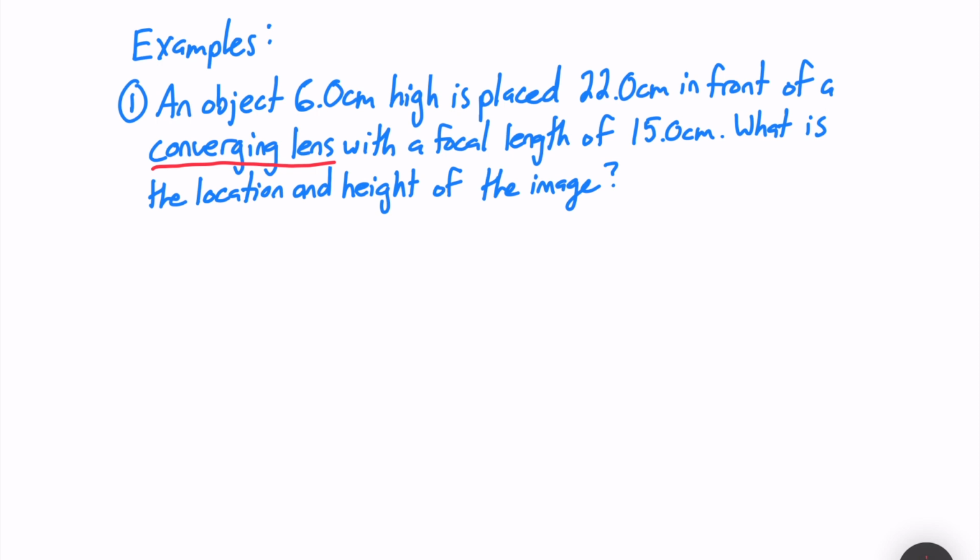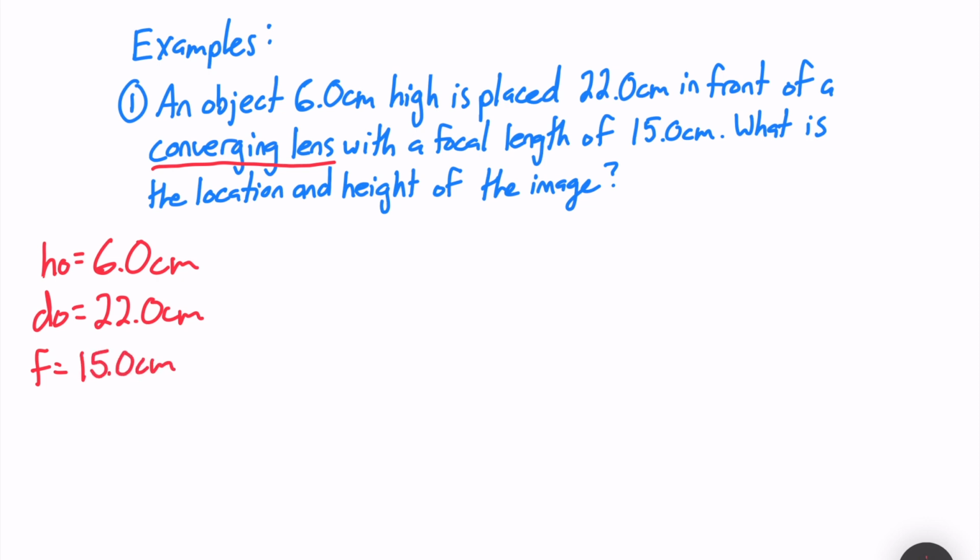So first off, let's just write down exactly what we know from the question here. Our height of object is 6.0 centimeters, and it's placed 22 centimeters in front of a converging lens. So our distance of the object from our lens is 22.0 centimeters. And finally, our focal length is also given to us. It is 15.0 centimeters.